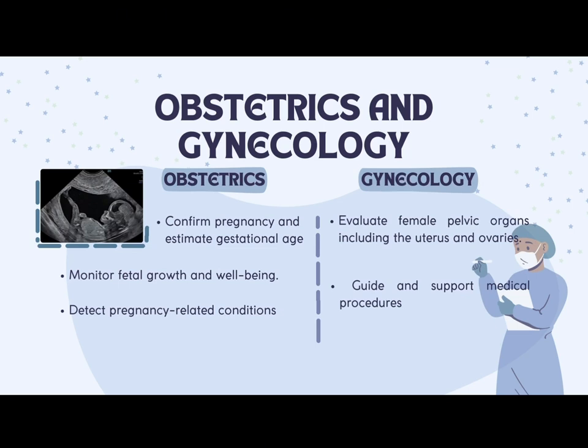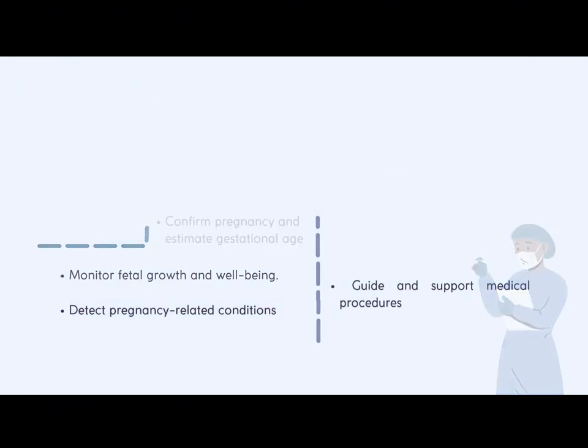In gynecology, pelvic ultrasound is used to evaluate female pelvic organs, including the uterus and ovaries, to identify conditions such as fibroids, ovarian cysts, and endometriosis. It also helps guide and support medical procedures like fertility treatment, biopsies, and IUD placement using real-time imaging.